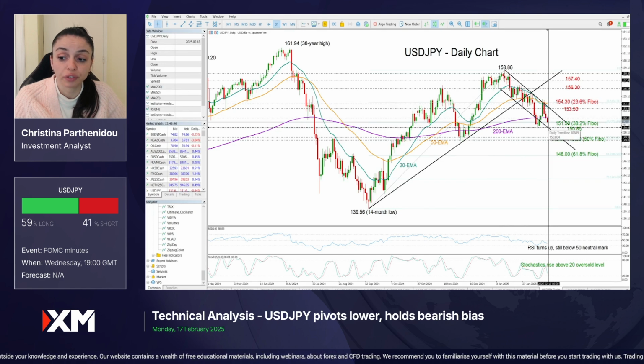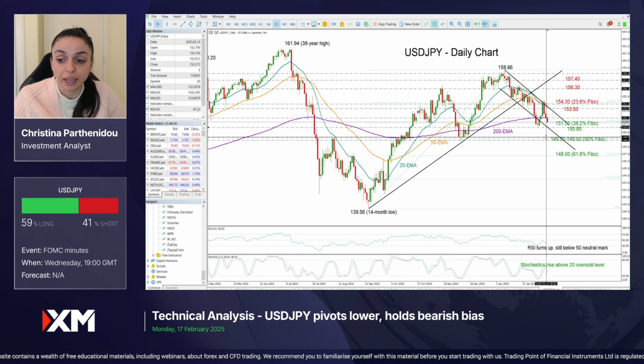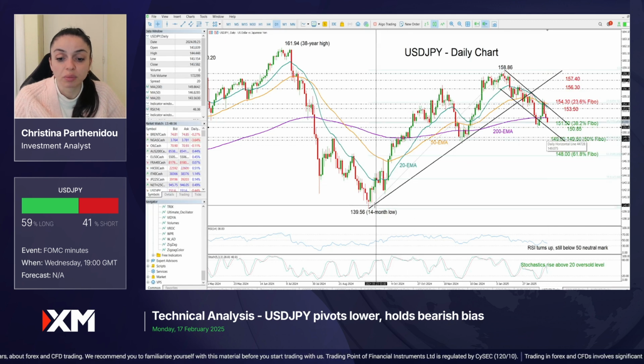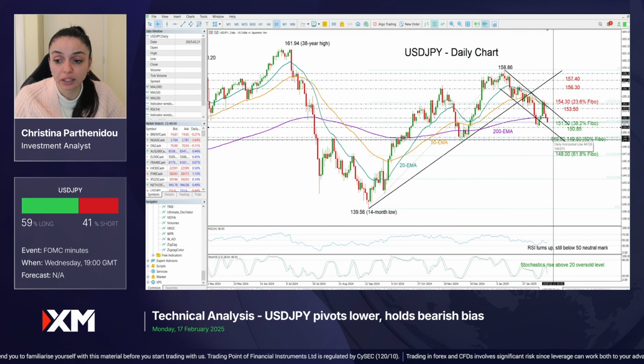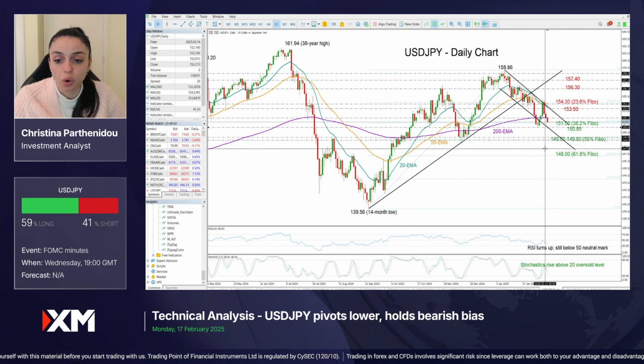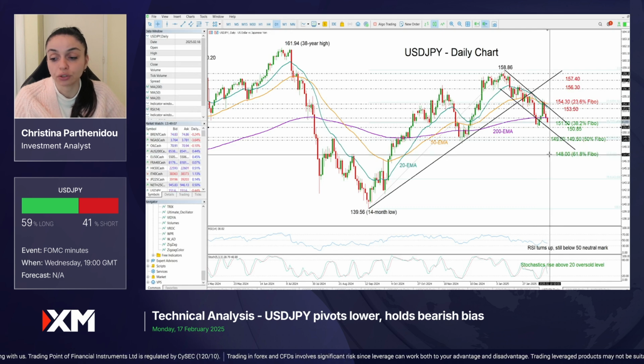beneath the 150.85 region. So failure to rebound here could take us down to 149.50 territory, where the 50% Fibonacci retracement of this upleg is located. Then below that territory, there are no important support levels until the 148 number, where the 61.8% Fibonacci mark is seen.